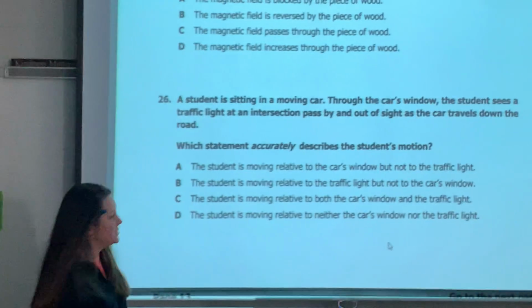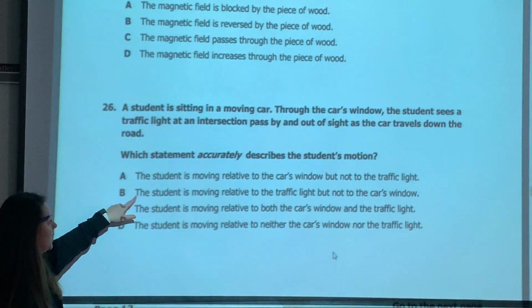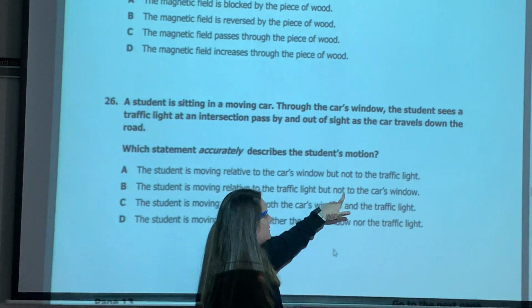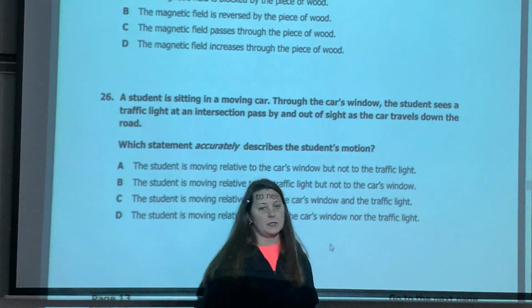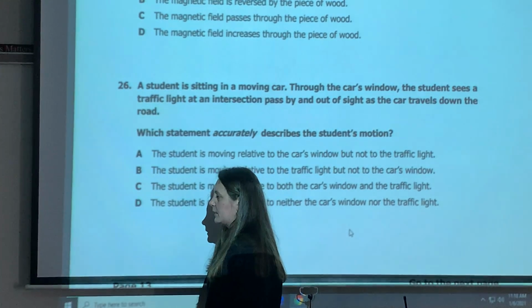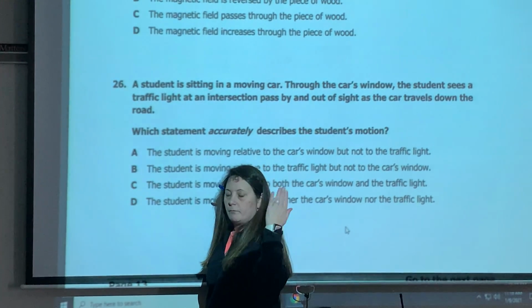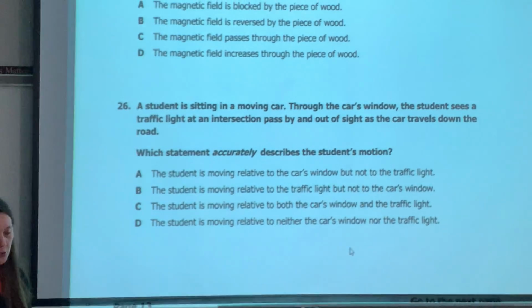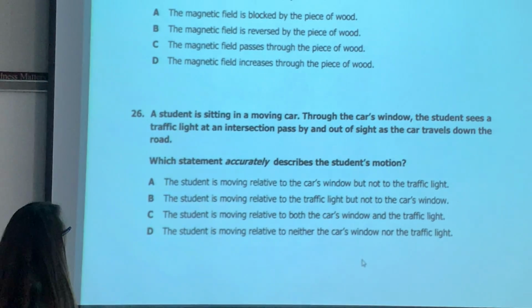Well, your best answer in this one is going to be B. I'm just going to point it out. Because the student is moving relative to the traffic light, but not to the car's window. When you get in the car and you're driving down the road, the car is going. Is the window moving? No, the window's not going anywhere. So your best answer in this one would be B, okay?